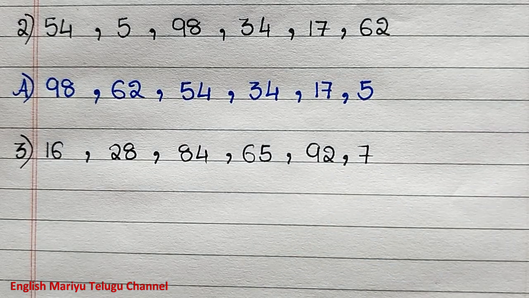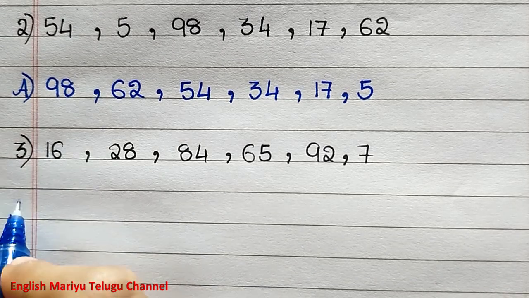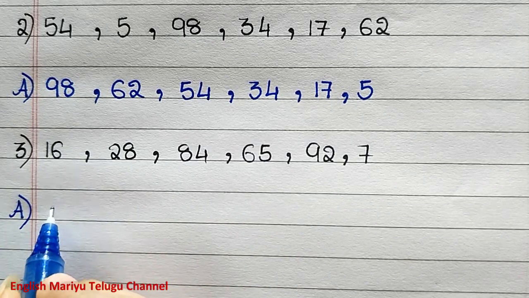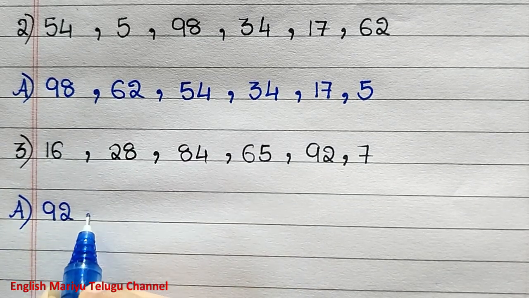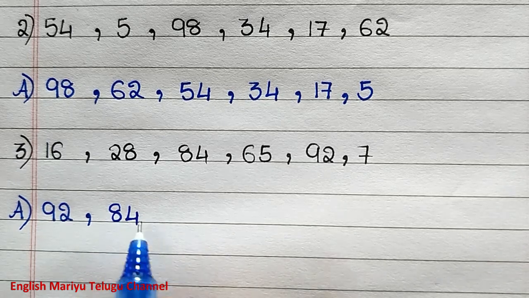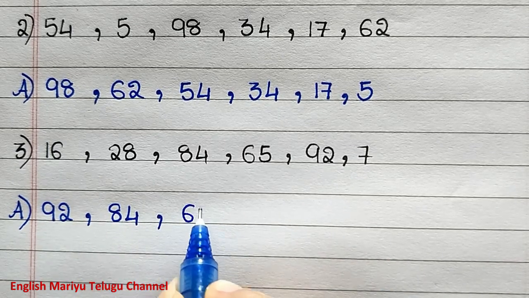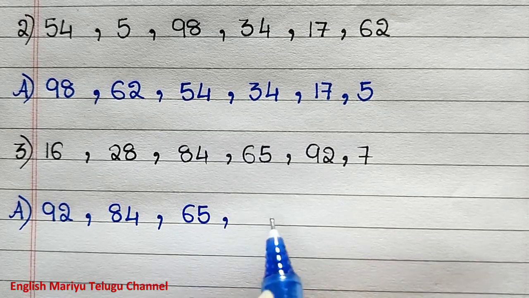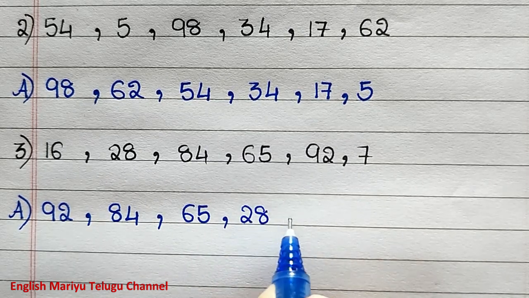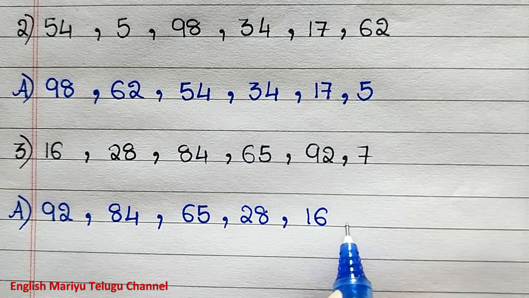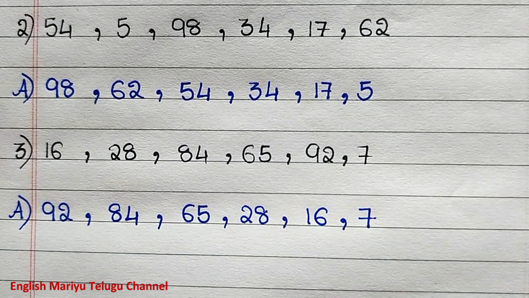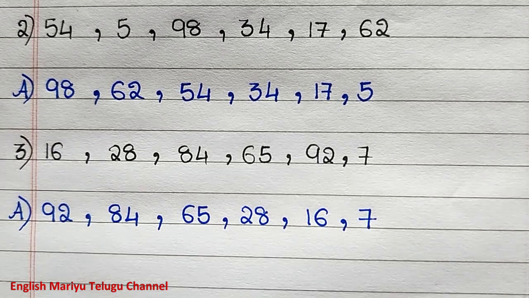Third question: 16, 28, 84, 65, 92, 7. Answer: 92, 84, 65, 28, 16, 7.